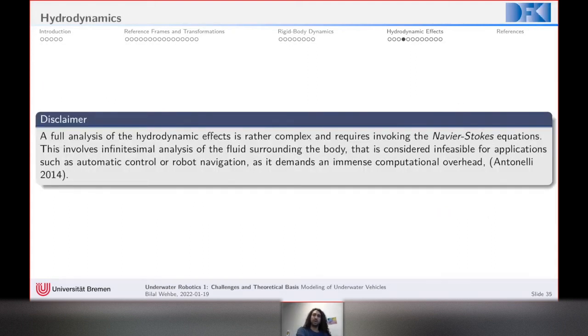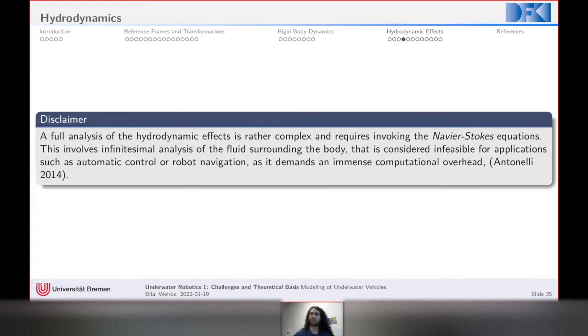So the next thing before I start talking about hydrodynamics, just a disclaimer here. To completely understand the full analysis of hydrodynamic effects on a body moving in a viscous fluid, we have to invoke the Navier-Stokes equations, which basically means that we want to solve infinitesimally for every point of fluid surrounding the body, to be able to predict the forces and moments that will act on this body while moving.